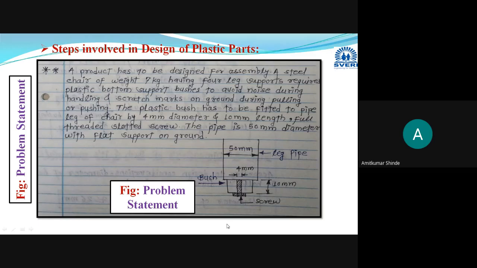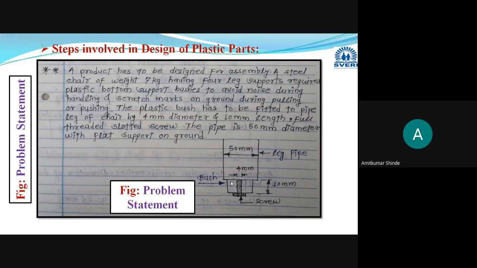Now for designing this, first you have to decide the manufacturing process, by which process you are going to manufacture this bush with the boss. After deciding the manufacturing process, you have to decide how much load will act, the approximate load that will act on that bush. Here we have a chair with four legs, and for each leg one bush will be there.